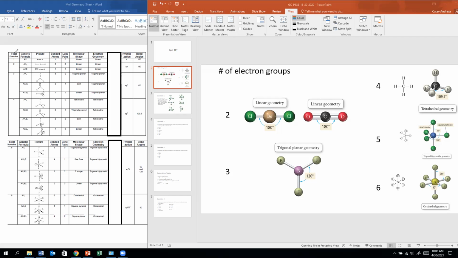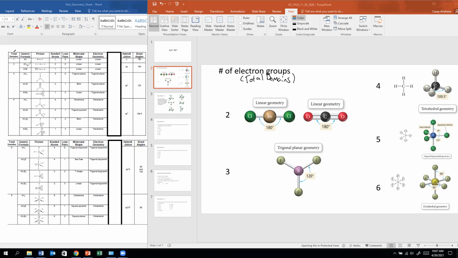That's this sheet on the left. So let's go over these columns. First, total domains is the same as number of electron groups. They mean the same thing. So for our center atom, we have 2, so we go to the row that has 2 total domains.